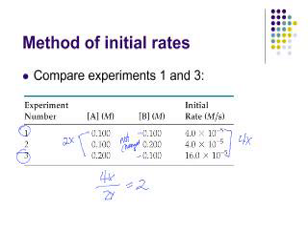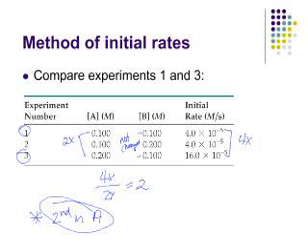In other words, I can conclude that this reaction is 2nd order in B. I'm sorry, in A. I misspoke. I said that wrong again. It's 2nd order in A, 0 order in B. That's what we got by comparing experiments 1 and 2, and then comparing experiments 1 and 3.